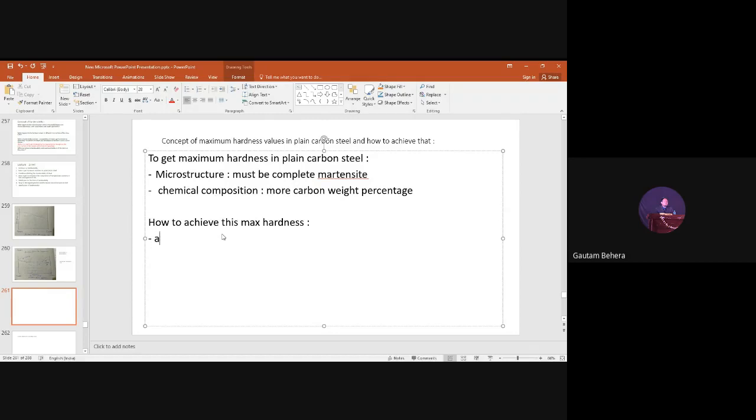Okay, so I can write: all carbon must be in soluble form in austenite, right? That is very good. Next step is, as he told, quenching, so that we'll get martensite. But that is fine; you should also write no retained austenite must be there. It is okay now? You understand?